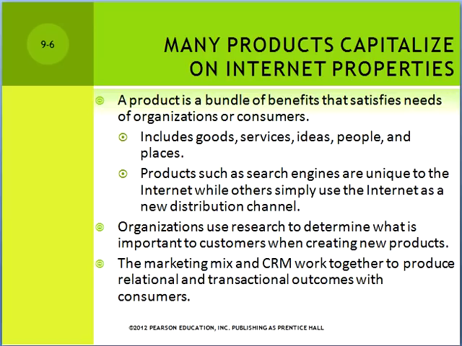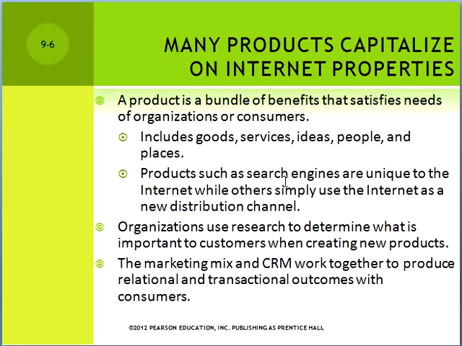What's a product? A product is a bundle of benefits that satisfy the needs of organizations or consumers. In your principles of marketing, you have learned more about products, and you've seen that there are 3 types of products, or parts of products, you can say. One is the actual product, then the augmented product, and then the potential product. Those are the 3 various parts of the product, and as you can see, it includes goods, services, ideas, people, and places.